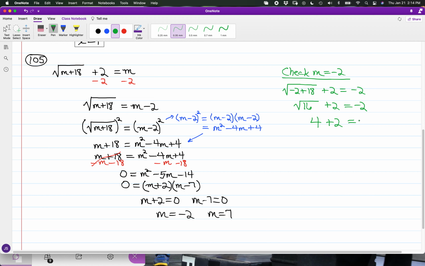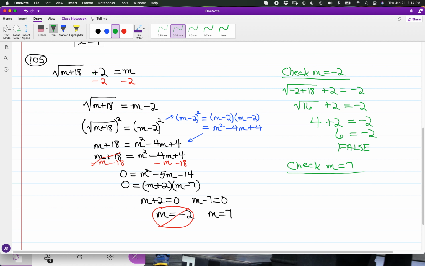So I have 4 plus 2 on the left, negative 2 on the right, and 4 plus 2 is 6. Negative 2 is on the right. So with m at negative 2, we're trying to say that 6 is equal to negative 2, and that's a false statement. So we have in consequence, okay, negative 2 will not check out. So we're not going to have 2 solutions for m. Now, for there to be so much as one solution, we'll have to check out 7 for m.